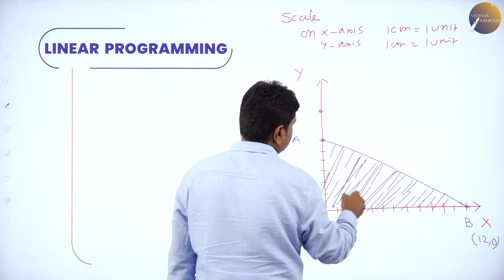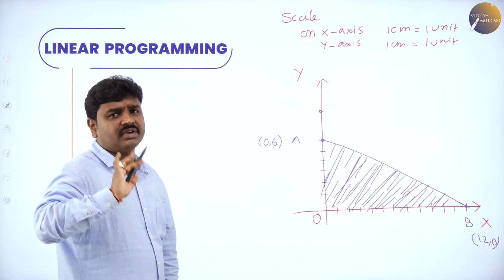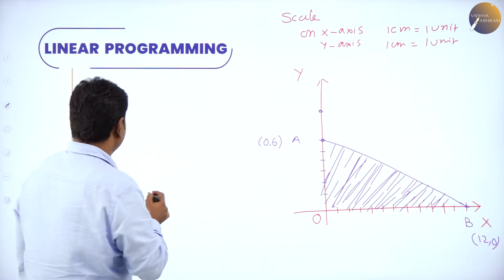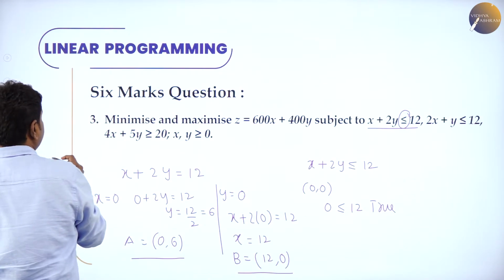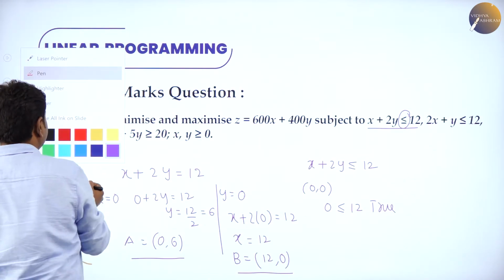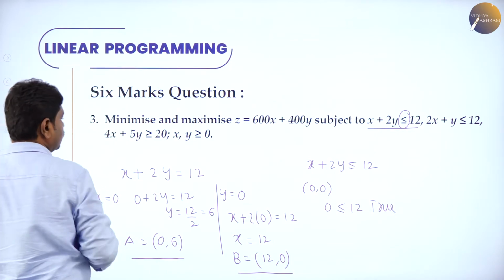So shade below the line within first quadrant. Now first line we have drawn and first line we have shaded. Now going ahead, we'll go to the second line. So I'll use a different color for the second line. Say I'll use blue color.